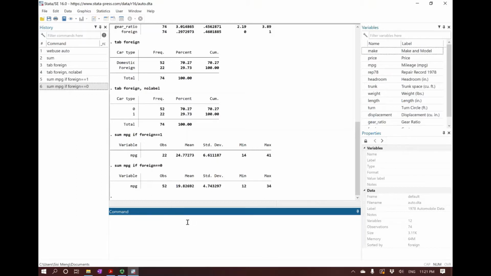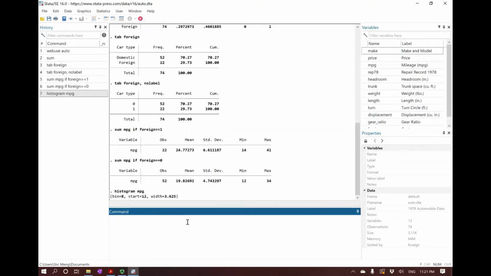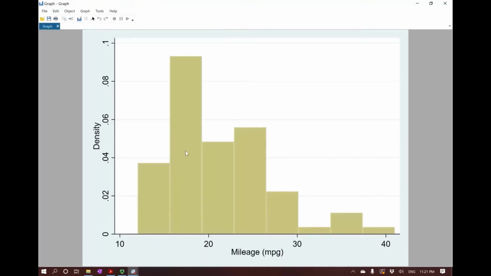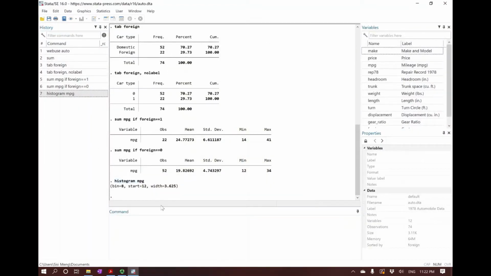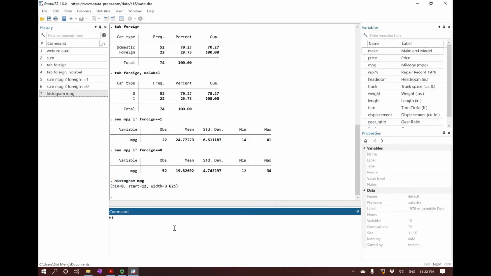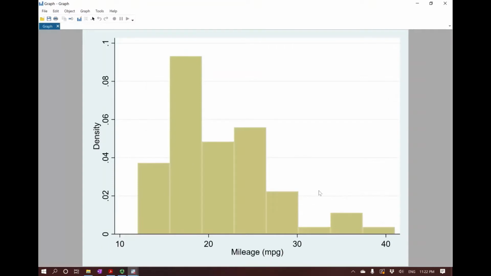Okay, so now let's construct a histogram. The basic command is just histogram, for example, MPG. If you just click enter, you can quickly get a histogram with an appropriate number of bins selected by Stata. The abbreviation for histogram is hist. So hist MPG, you can still find the exact same histogram.